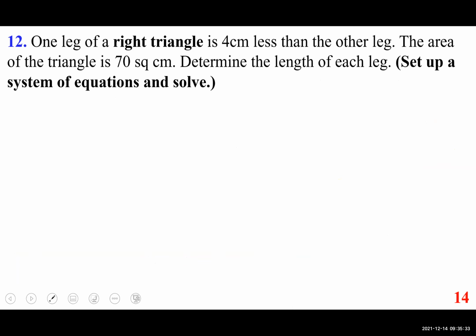One leg of a right triangle is 4 centimeters less than the other leg. The area of the triangle is 70 square centimeters. Determine the length of each leg. Set up a system of equations and solve.